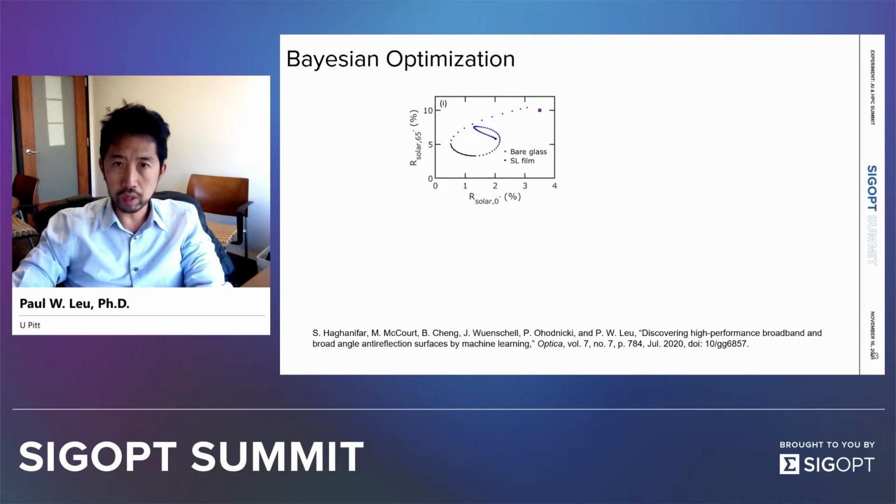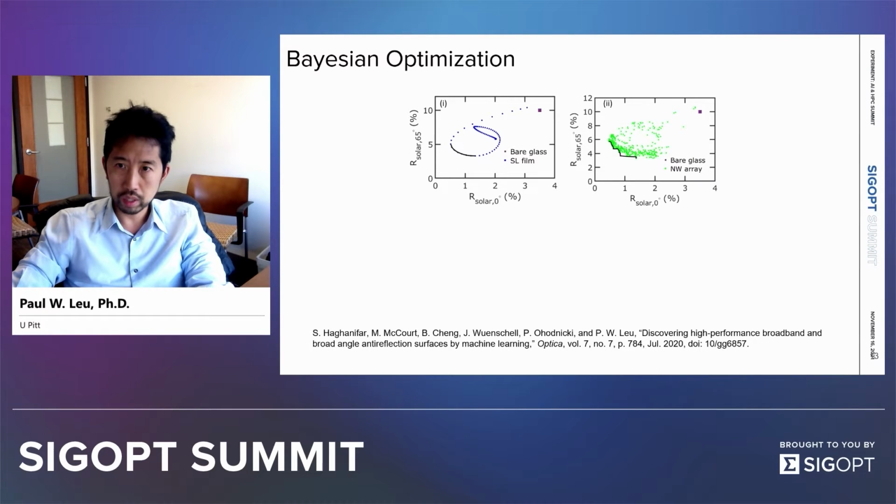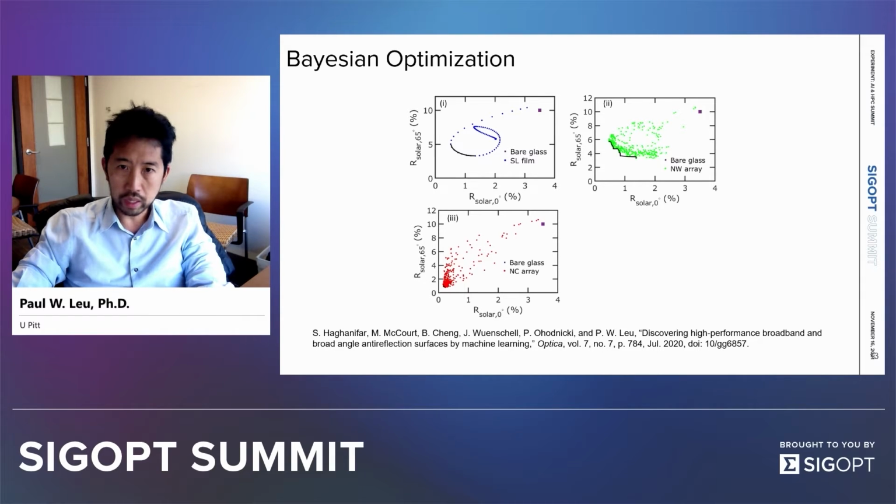Here are the results for Bayesian optimization, where now we've done 500 simulations of nanowires and nanocones. This is just for the thin film, varying the thickness. These are the nanowires. You can see the Pareto efficient frontier in black. And then here are the nanocones.